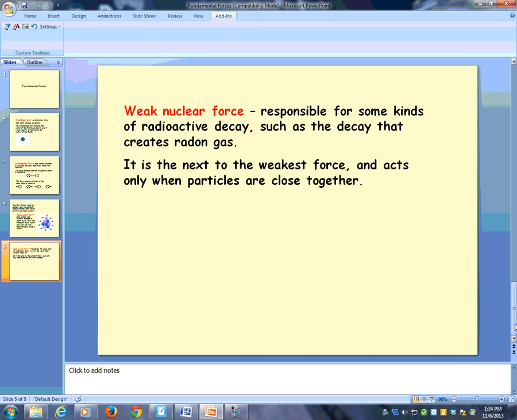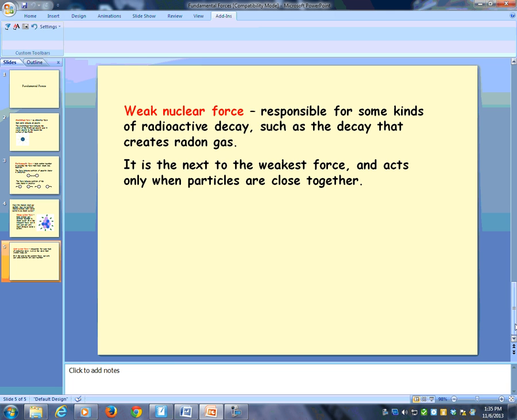It's responsible for some kinds of radioactive decay, such as the decay that creates radon gas, that some of you may have in your basement, by the way. We should really be checking that. I got to remember to do that this winter. What's in our basement? Radon gas. It's actually the second leading cause of lung cancer. And that's because of the indoor furnaces, right? It's quite prevalent in Manitoba, yes. It has to do with the nature of our soil and the fact that we do have that furnace running and creating a sort of a seal inside the house. It is the next to weakest force and acts only when particles are close together.